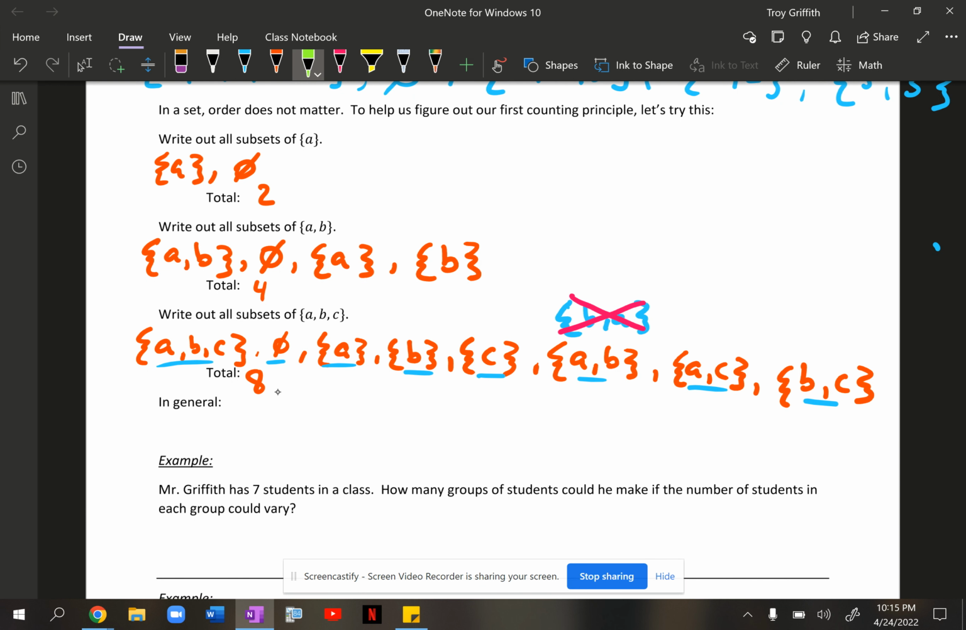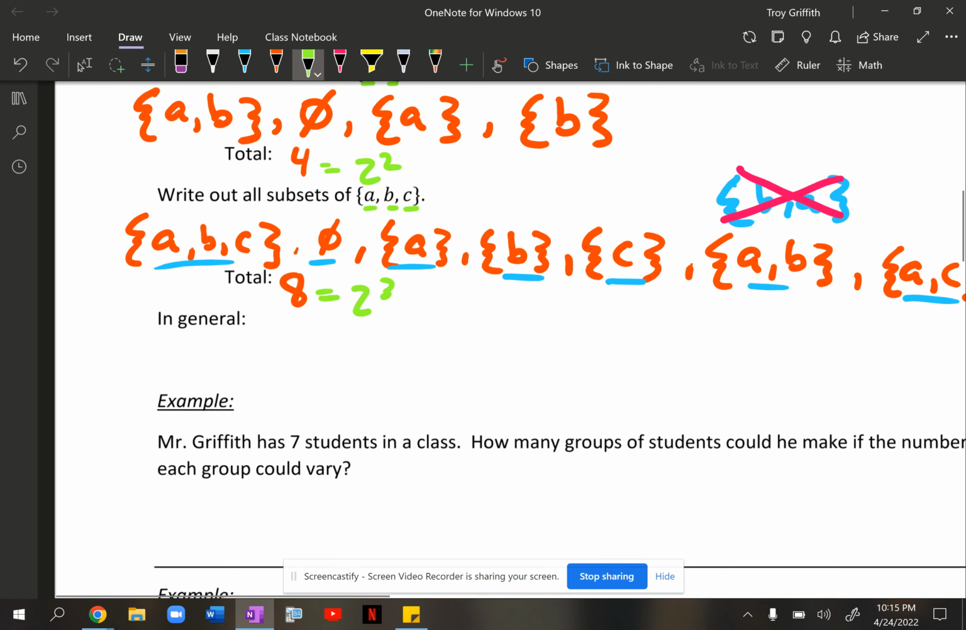example, when we wrote out all the subsets of just A, there was one element and there was a total of 2 subsets. This is 2 to the first. In the next one, we had 2 elements, A comma B, and we got 4 subsets. That's the same thing as 2 squared. In the next one, we had ABC, so 1, 2, 3 elements, and there were a total of 8 subsets, or 2 cubed.